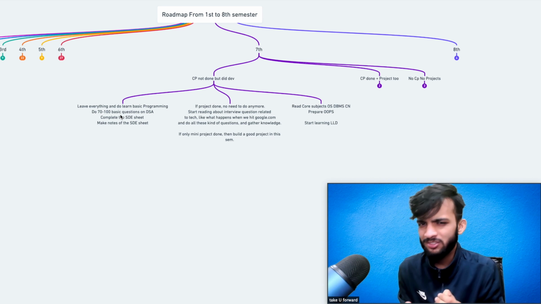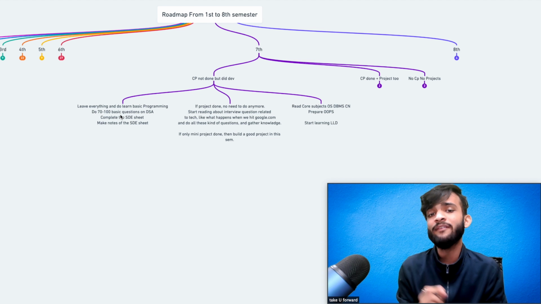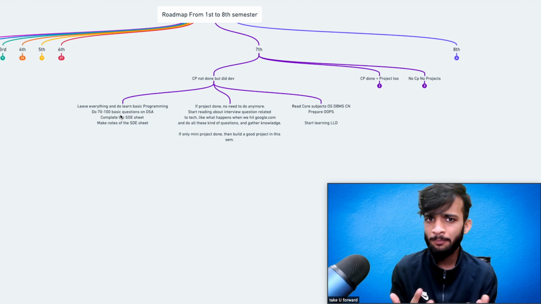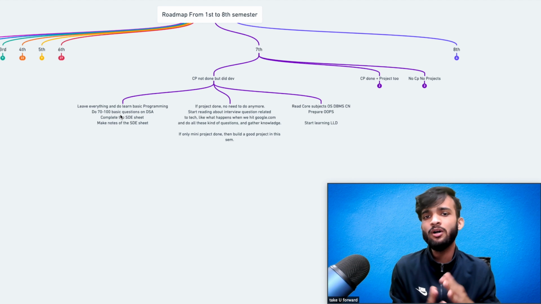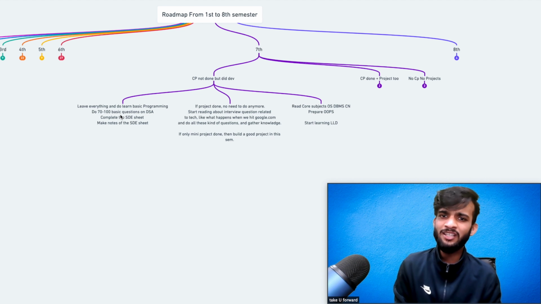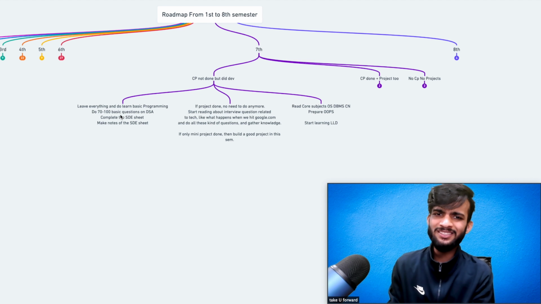And along with this, start giving some time to low level designing. Yes, design a parking lot, design a BookMyShow, design a WhatsApp. Questions like this, where you just need to apply object oriented programming concepts, and you can have your class diagrams and everything. So just prepare LLD. And if you want to prepare system design, it's fine.